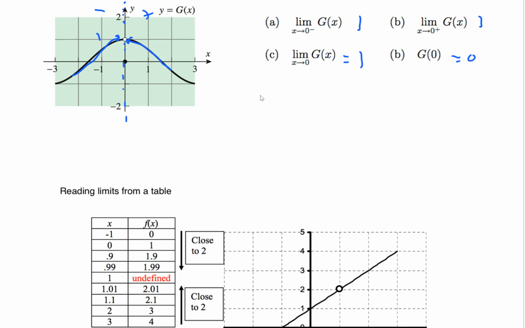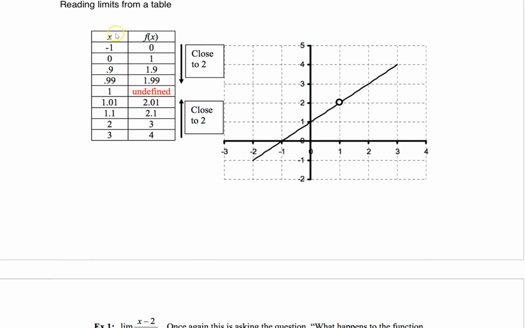So next, reading limits from a table. It's essentially the same idea. So this one's already kind of done for us. Here are our x values. Notice how 1 is undefined. We're looking at the limit as x approaches 1. So we're going to do the same thing.